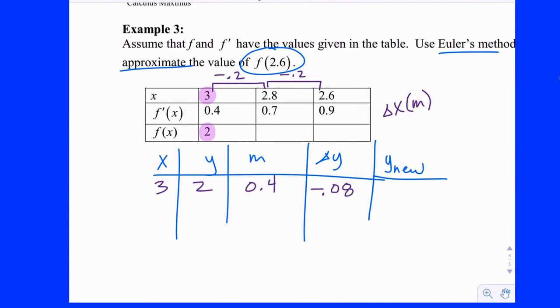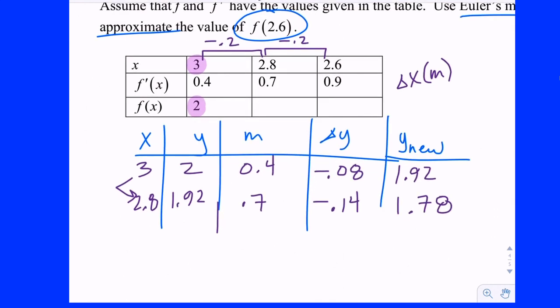0.08. Good. And then 2 minus 0.08, $2 minus 8 cents leaves you with $1.92. All right, now if we subtract 0.2, we're at 2.8, comma 1.92. What's the slope at 2.8? 0.7 is given to us. Wow, that was convenient. What's 0.7 times negative 0.2? Negative 0.14. Good. $1.92 minus 14 cents leaves $1.78.